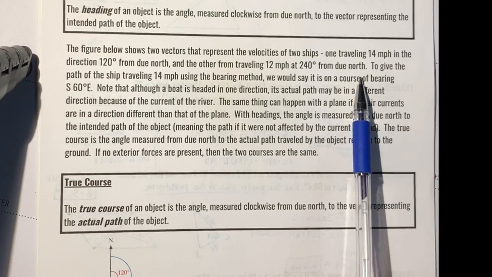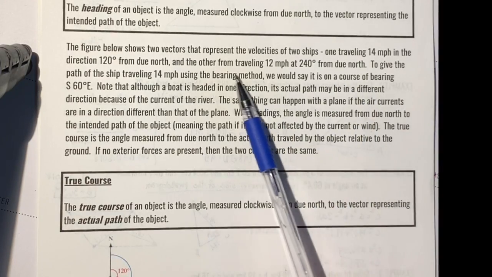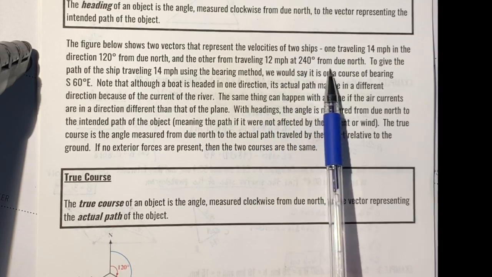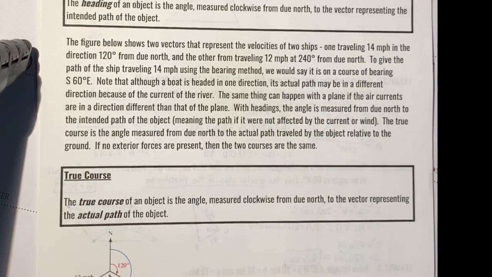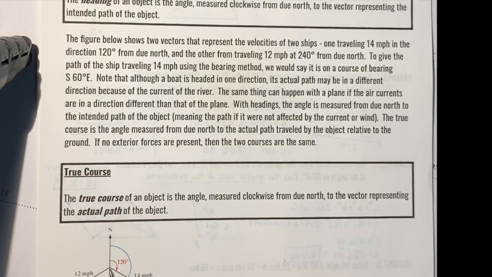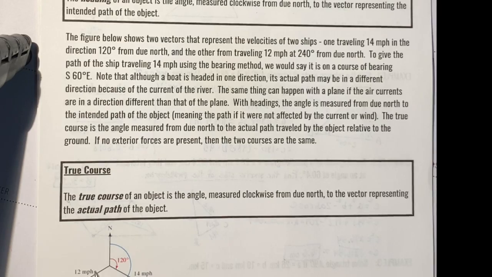All right. The other is traveling 12 miles per hour at 240 degrees from due north. So from due north, remember, we're always going clockwise. 240 degrees would put us around here, and then its rate is 12 miles per hour.